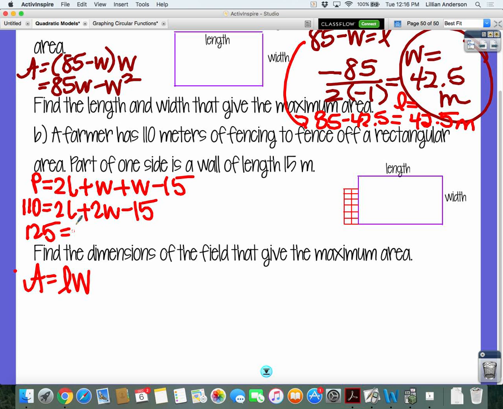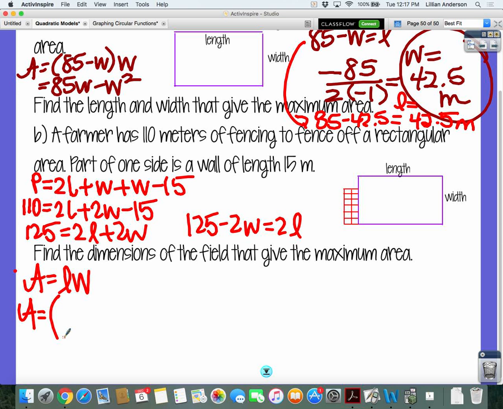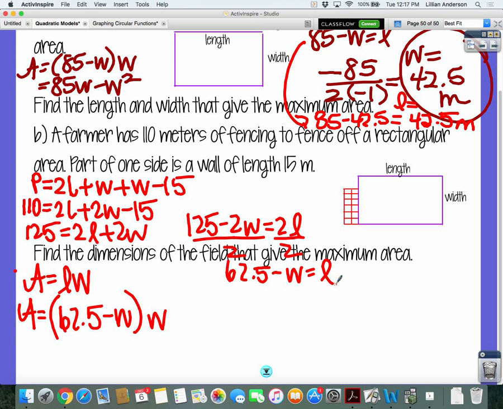125. 125 equals 2L plus 2W. If I'm solving for L, I need to subtract over the 2W, and then divide by 2. What's 125 divided by 2? 62.5. Minus W. That is your length. So my equation for my area should have been 62.5W minus W squared.